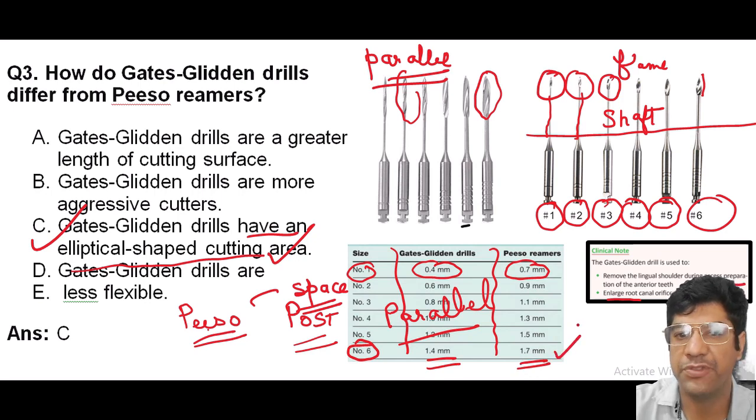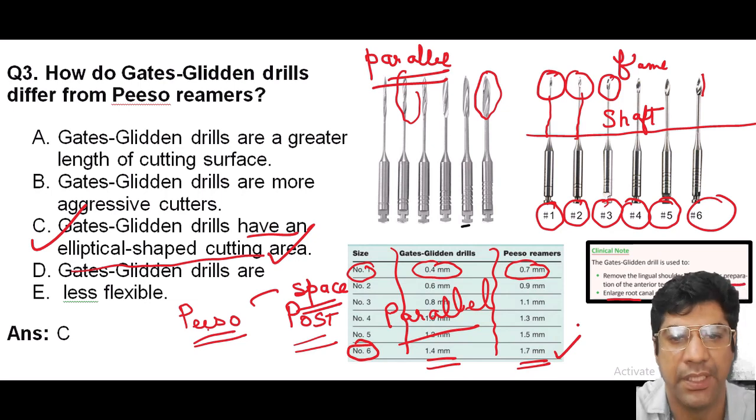So once my post space is prepared to the desired depth and diameter, I can proceed with the post and core restoration. The parallel sided post space will be created by the Piezo Reamer. It will ensure a properly fitting post that is essential for the long-term success of the restoration.